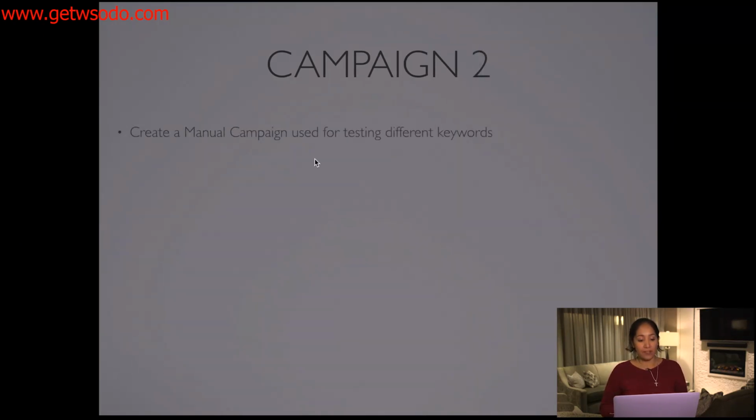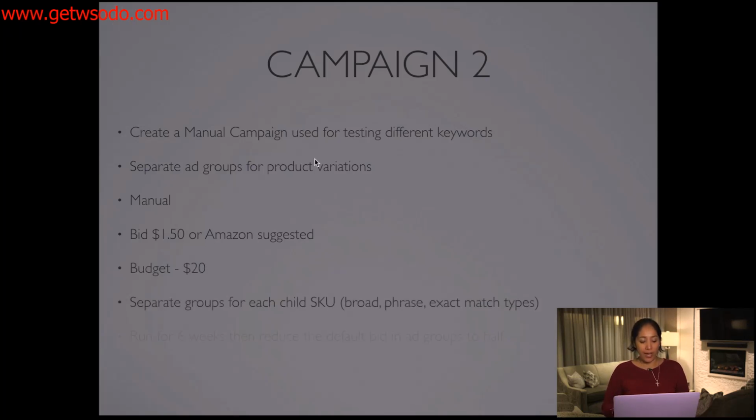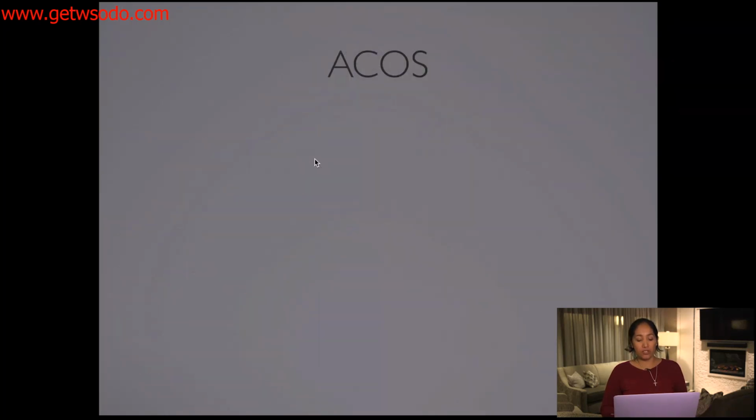Campaign 2. This is a manual campaign. You want to again separate ad groups. You want to bid $1.50 or Amazon suggested and a budget of between $20 and $30. And you want to separate ad groups. You want to run for 6 weeks, then reduce the actual bid. And your initial keywords should be Amazon's suggested, and take out the ones that just don't make sense.